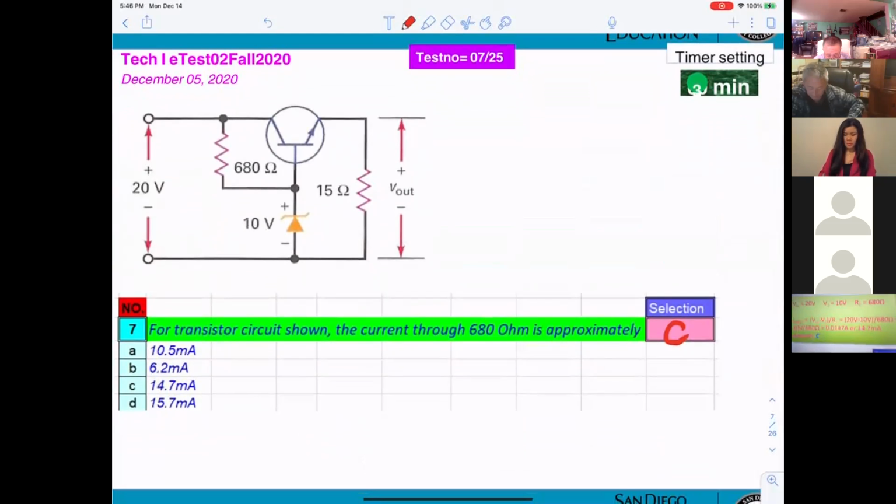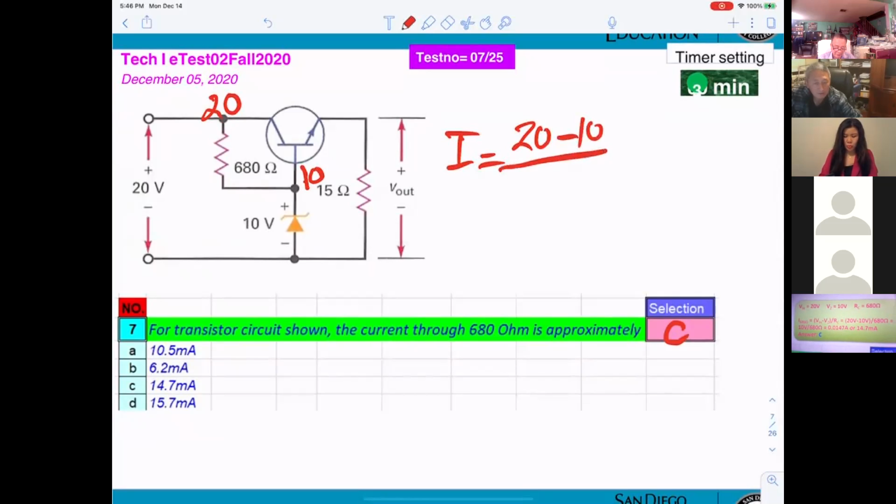They say current through 680 ohm. Okay, easy. What voltage do you get here? 20, and then 10 on the other side. Is it right? Yes. So I will be equal to 20 minus 10 divided by 680, right? Okay.